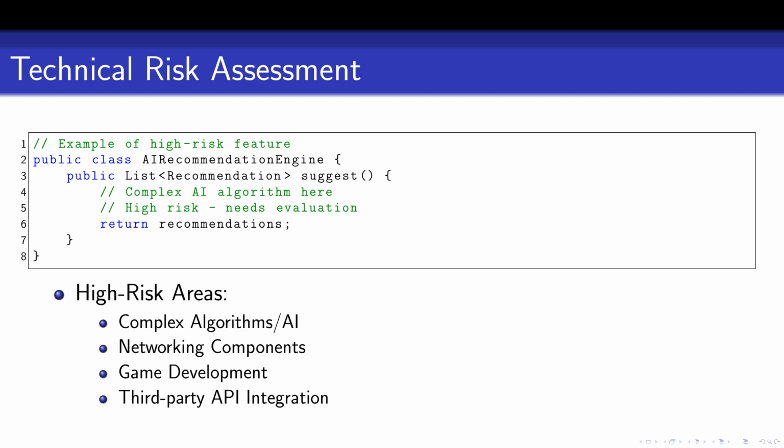Risk assessment is critical during Sprint Zero. High-risk areas often include complex algorithms, AI, networking, game development, and third-party API integration. For example, an AI recommendation engine represents a high-risk feature and requires thorough evaluation to ensure it performs as expected.